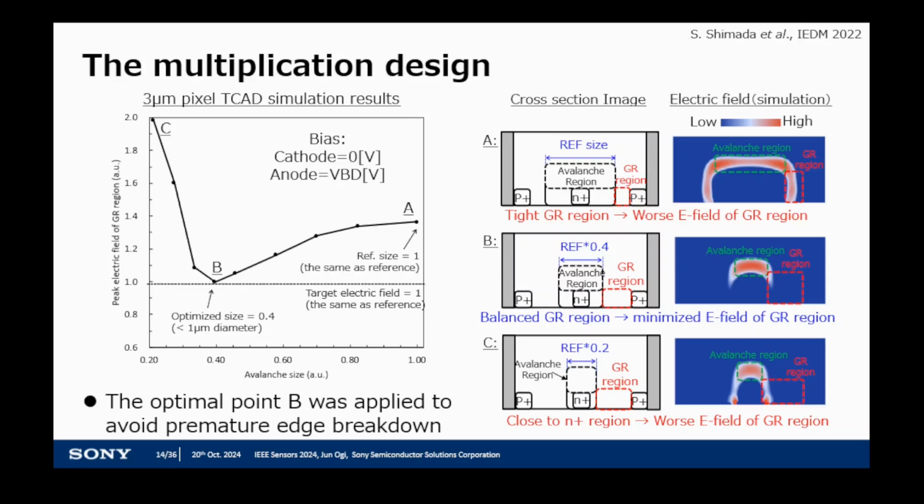This figure shows the simulated electric field with various avalanche region sizes. A sharp increase in peak electric field can be observed when reducing the avalanche region size to less than the optimal point B. Point C shows a very large electric field at the edge of the cathode contact here. This is because of the extension of a depletion region to the heavily doped N-type contact.